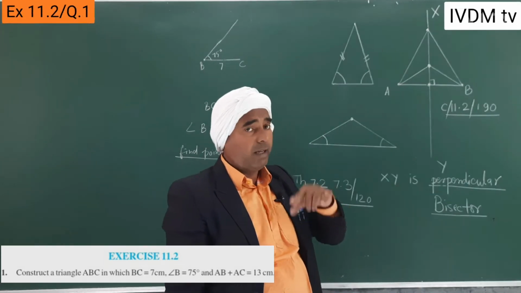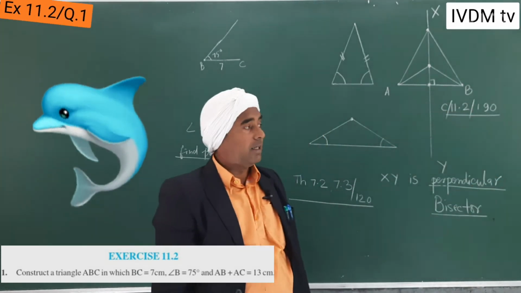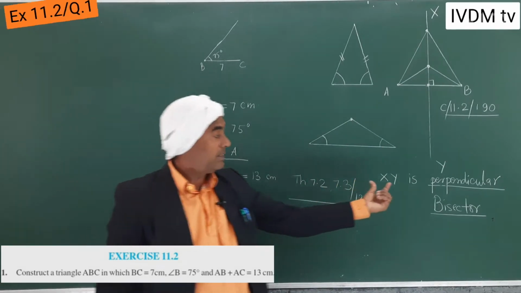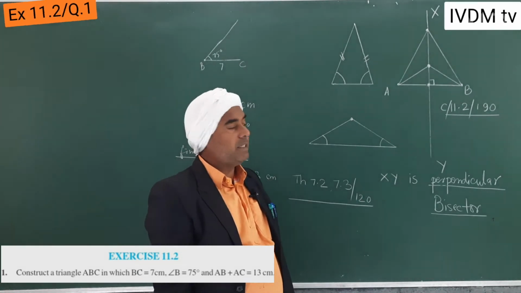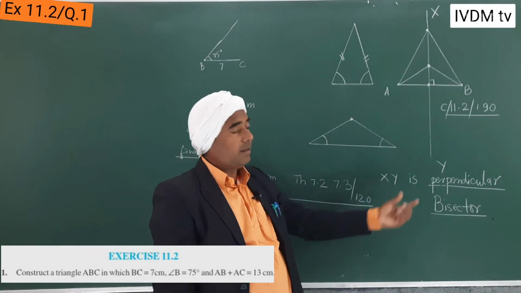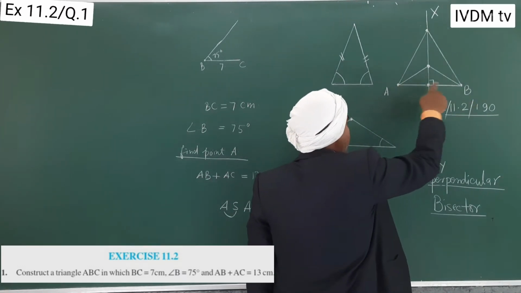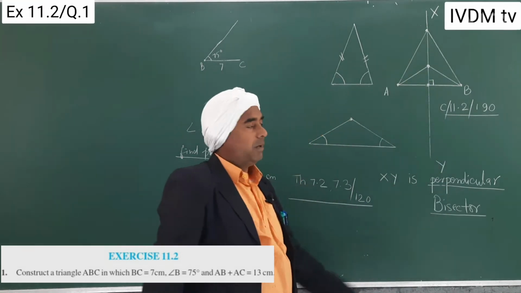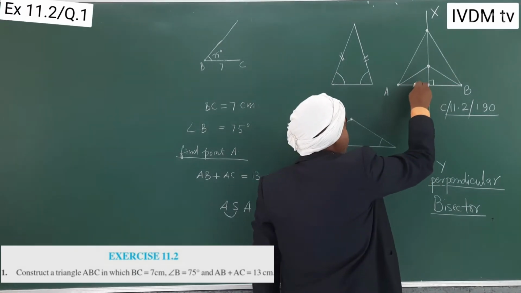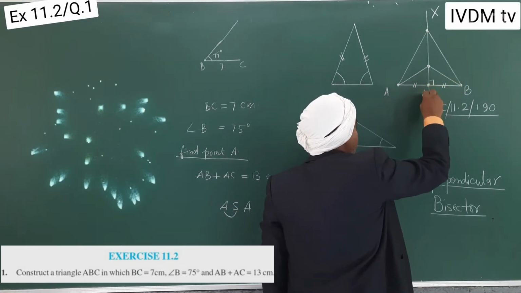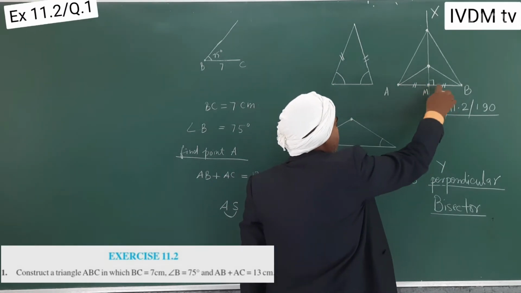In chapter number 11, this is given as construction 11.2, page number 190, how to draw a perpendicular bisector. And it is proved also in your book. Suppose you have a line segment AB and you draw its perpendicular bisector XY. This means this is 90 degree and this is bisected. Suppose this is M for midpoint.